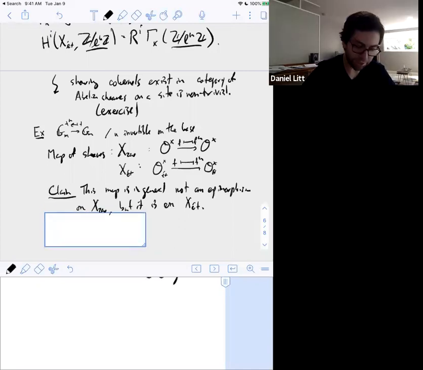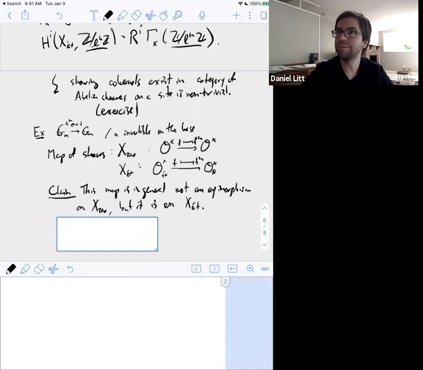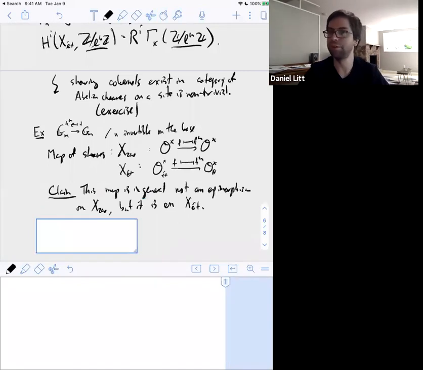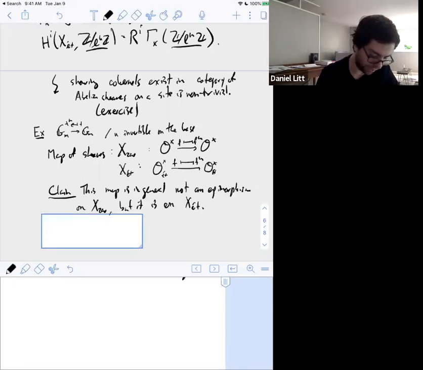All right. So can anyone help me prove this claim? So maybe the easiest thing to do is to show it's not an epimorphism in general. Yeah. So Arvin says it's not an epimorphism on the Zariski site because you can't make something an nth power after localizing. So let me give you an example of that.